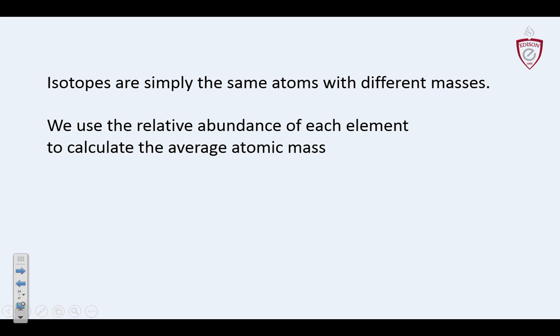So isotopes are simply the same atoms with different masses, of course, because they have a different number of neutrons. The relative abundance for each element we calculate using the average atomic masses. And now we can do it. We just need lots of practice, so we can do this over and over again. And remember, you don't practice until you get it right. No, we practice until we can't get it wrong.